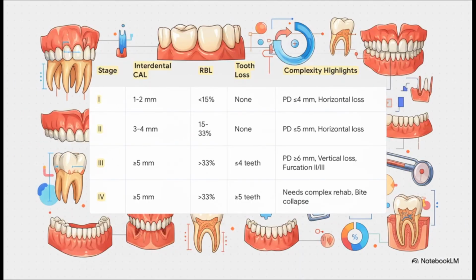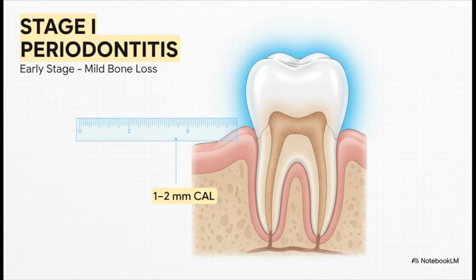Okay, now this table, it looks like a lot. I know. It lays out all the criteria for every stage. It can definitely feel a little overwhelming at first, but trust me, the logic behind it is really solid. So let's just focus in and break down the key severity markers, specifically that interdental CAL, because that's usually where you're going to start.